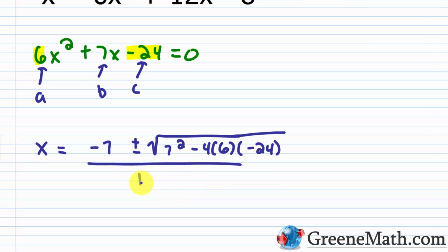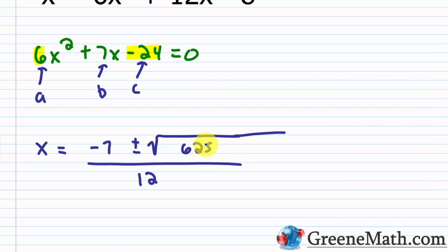7 squared is 49. -4 times 6 is -24. -24 times -24 is 576. So this is plus 576. And then 49 plus 576 is 625.